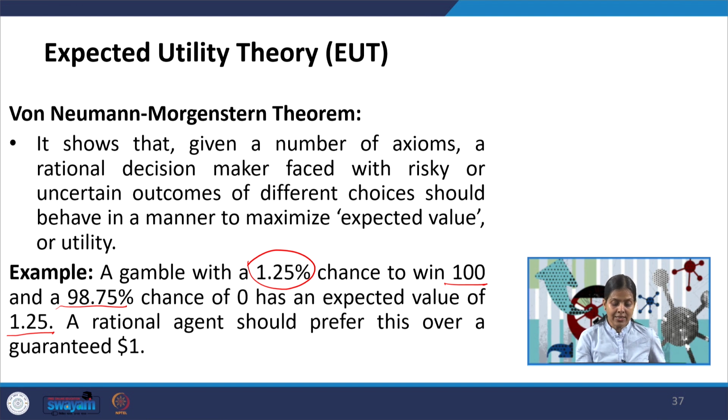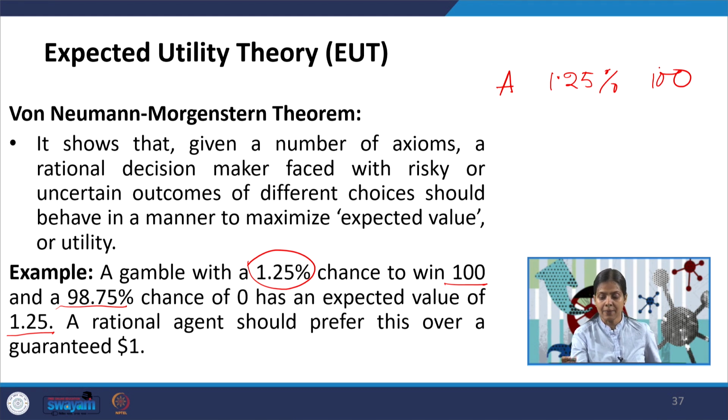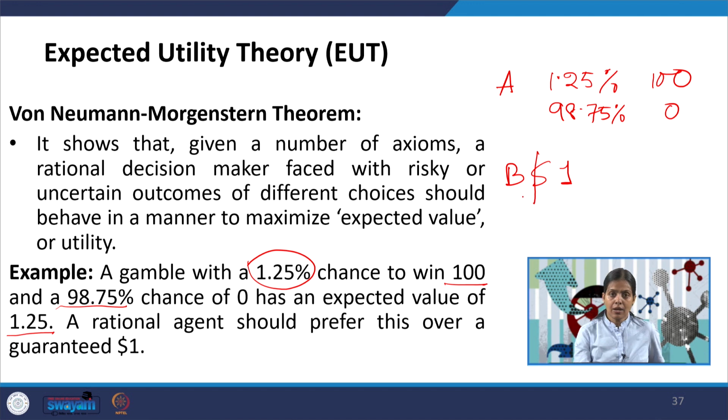Alternatively, I can state it like this: one is presented with 2 options. The first option, let us call it option A, is you have a 1.25% chance of winning 100, which of course implies that there is a 98.75% chance that you will not win anything. And option 2 is that you have a sure gain of $1. So, this has a 100% probability.